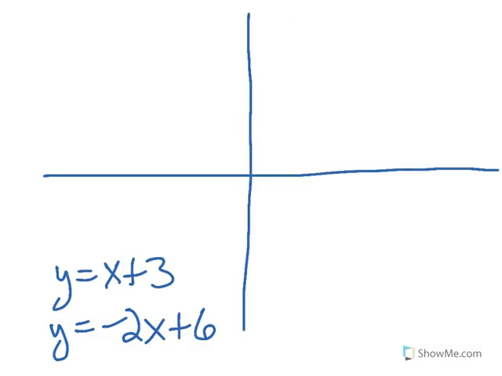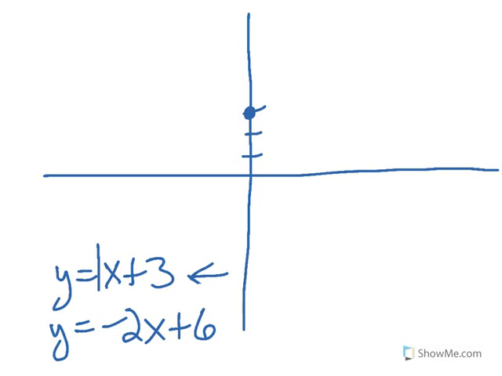As our title suggests, one way to do this is to graph the two lines. Let's take a look at what happens when we graph these two lines. The first line, y equals x plus 3, is in slope-intercept form. That means that we can find the slope by looking at the number in front of the x, in this case a 1, and we can find the y-intercept by looking at the constant, in this case 3. So 3 tells us that our y-intercept is 3. The line hits the y-axis at that point.